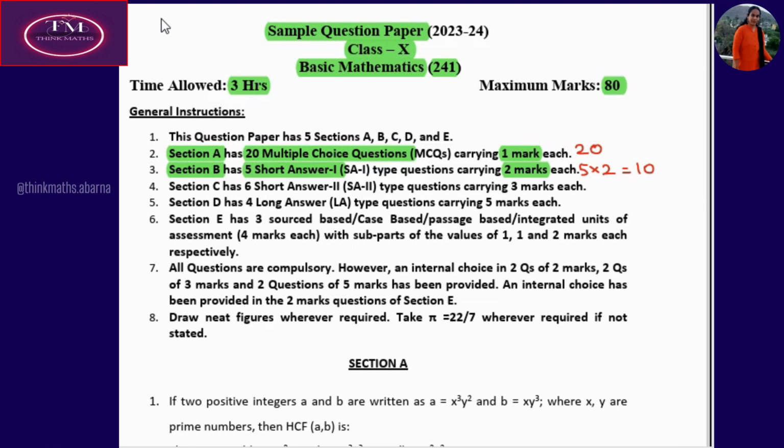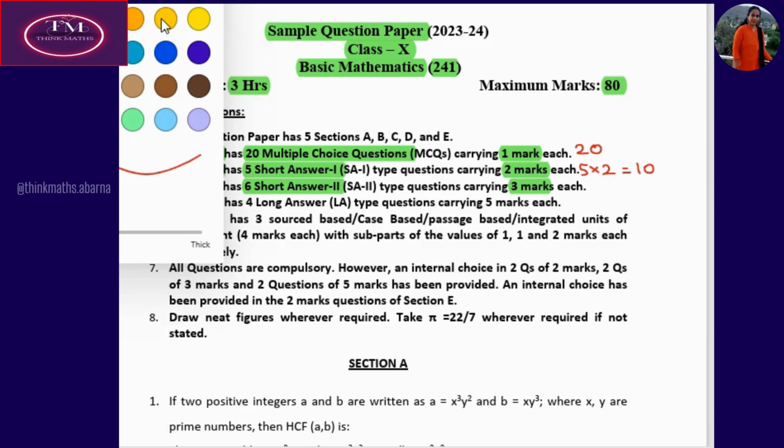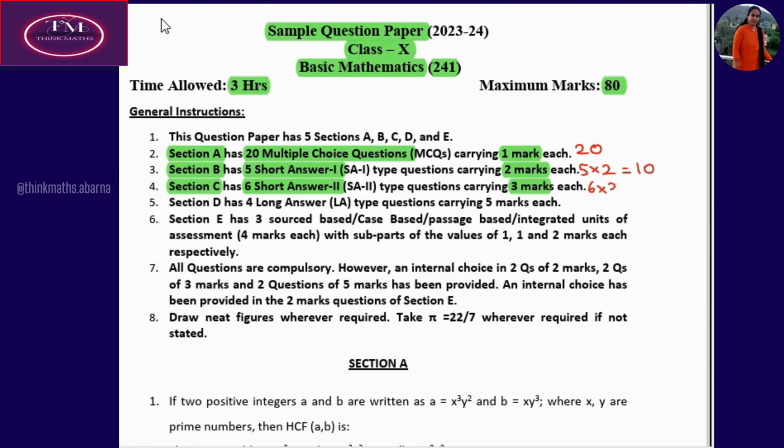Next is section C. In section C, you have 6 short answer questions. In section B, you should write a very short answer; in section C, it is just a short answer. So you have 6 short answer questions carrying 3 marks each. So 6 into 3 is 18 marks.